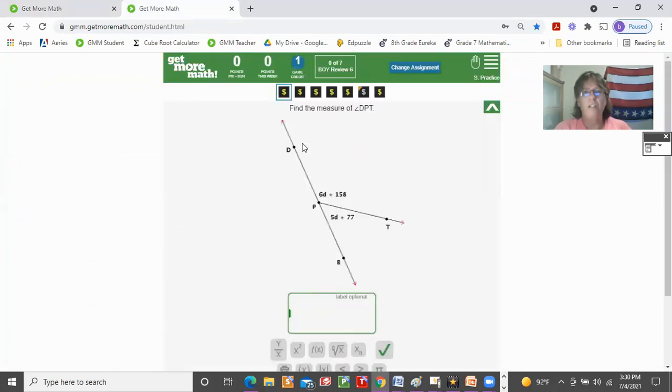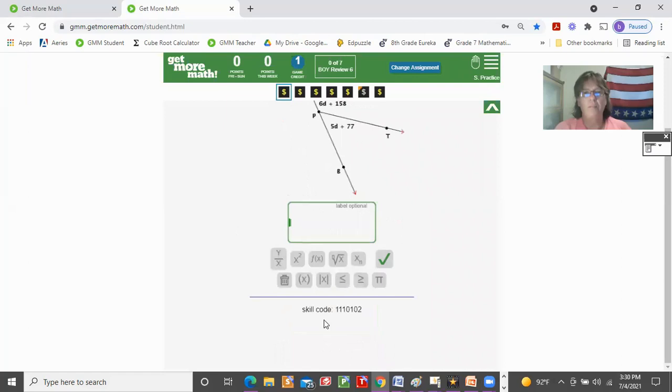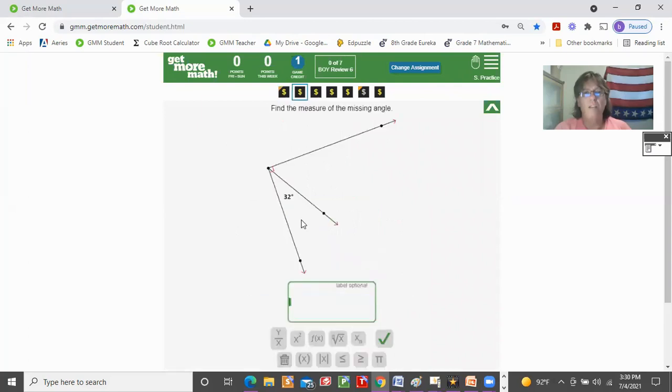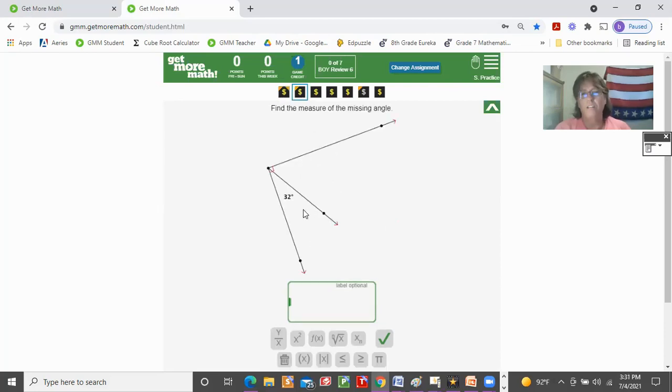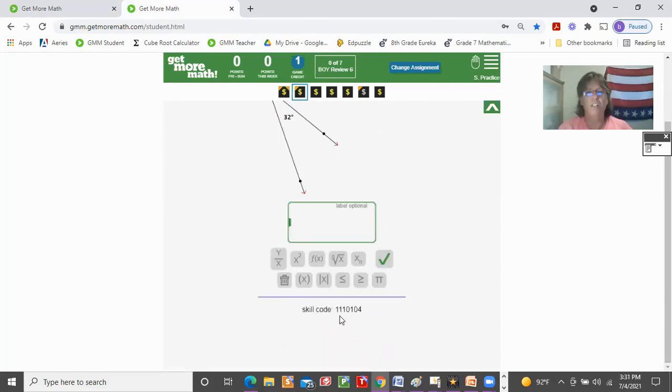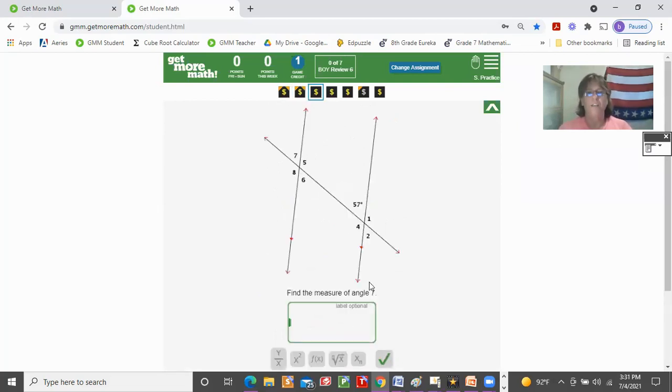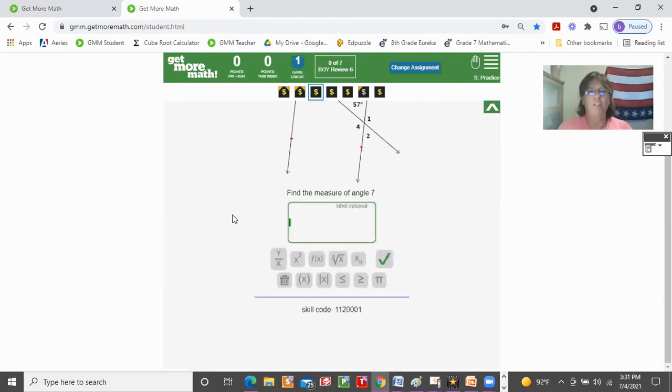So the first one is just looking at complementary and supplementary angles. This is skill 1110102. Now notice that this one here had algebraic expressions for each of the angle measures. This one here does not, so this is easier. This is skill code 1110104. This next one is looking at parallel lines with a transversal.